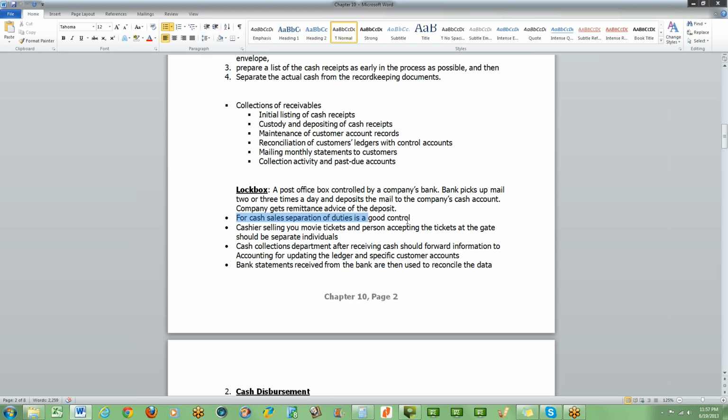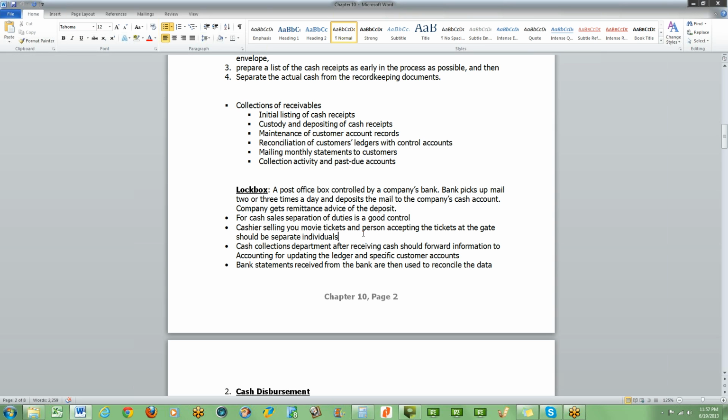If you have cash, of course, you cannot completely not have cash in a retail business. For example, Jewel and J.C. Penney's and Sears. You know that the person on the cash register is separate from the person in customer service and who is doing accounting in the head office. So the cashier selling you movie tickets and the person accepting the tickets at the gate should be separate individuals.